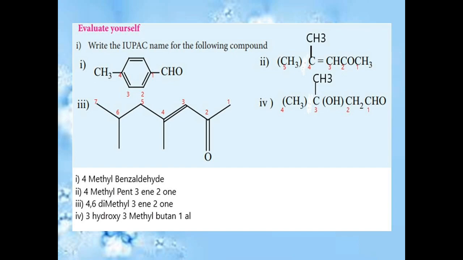Second one, it contains 5 carbons, the second carbon is a ketone, the third carbon possesses a double bond, the fourth carbon possesses a methyl. So the compound name is 4-methyl pent-3-en-2-one. In the third one, it contains 7 carbons, the second carbon possesses a ketone, the third carbon possesses a double bond, and the fourth and sixth carbons contain methyl. So 4,6-dimethyl hept-3-en-2-one.